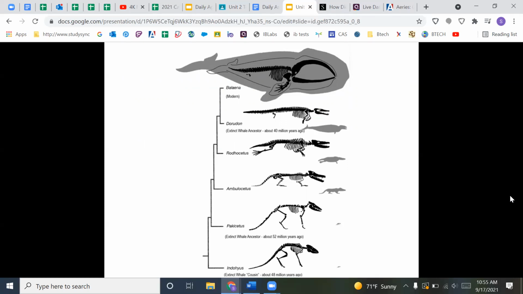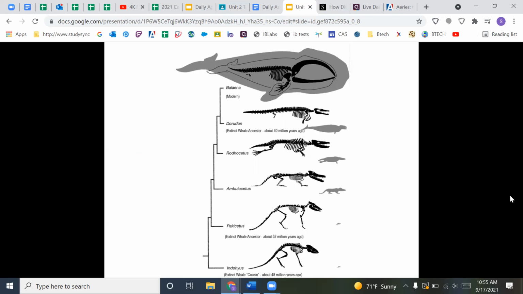Legs. Okay, let's start with legs. Which legs? What's different? The hind legs. Okay, let's start with hind legs. In the modern whale, these are the hind legs. Look how tiny they are. They don't even do anything at all. If you look at a whale, do you see legs in the back? No, you don't even see them.